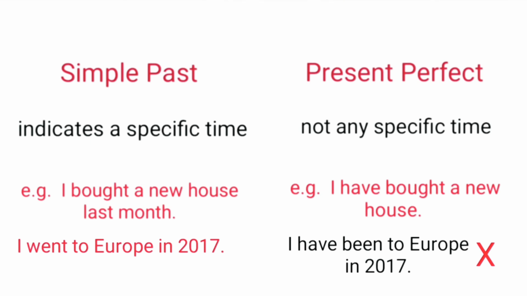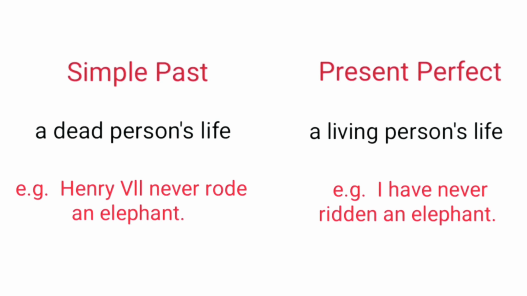And if we say I have been to Europe in 2017, it will be wrong because we can't use a definite time with present perfect tense. For a dead person's life, we use simple past tense. For example, Henry VII never rode an elephant. This person is no more, so we use past tense here.